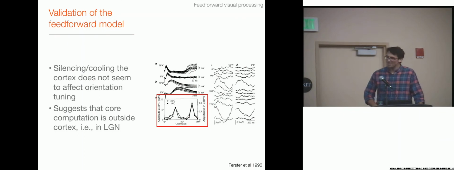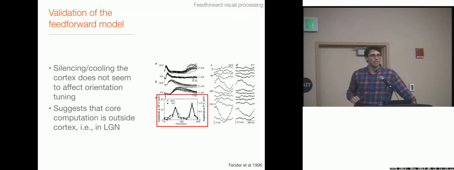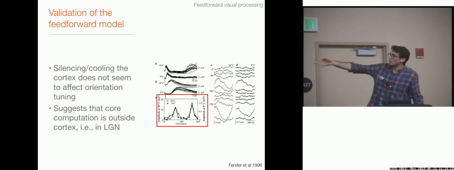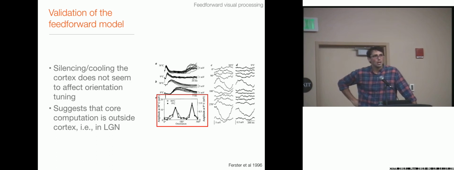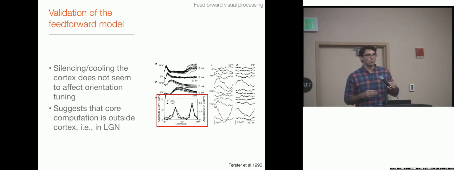This was disproven. I won't go into that. Instead, I'll go into the evidence for why feedback is not responsible for these response properties. So in this study by Förster and colleagues, they used a technique in which they looked at visual cortex, V1, V2, and applied a cooling device to V2. And what that cooling device did is it suppressed activity in V2 neurons.